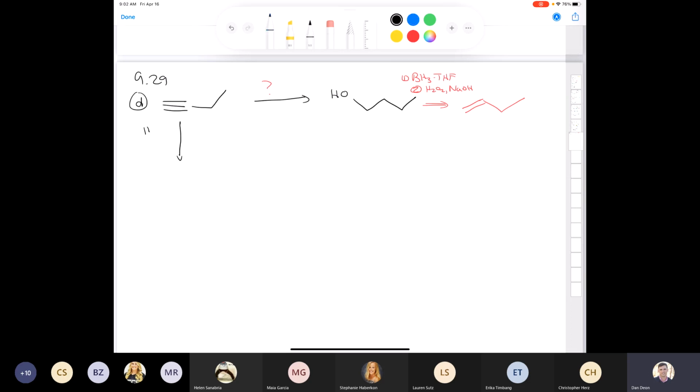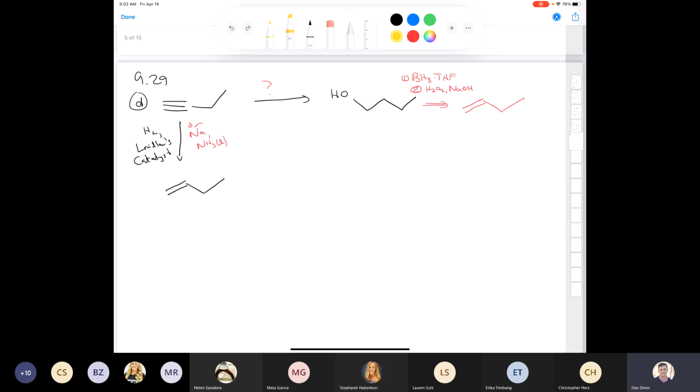I can reduce it with hydrogen and Lindlar's catalyst, and that will give me 1-butene. And I know what you're thinking, couldn't you use sodium metal and liquid ammonia? And the answer is yes. So we'll put sodium and liquid ammonia. That will work. If you look at our textbook in the solutions manual, he's almost always going to choose to do Lindlar's catalyst.